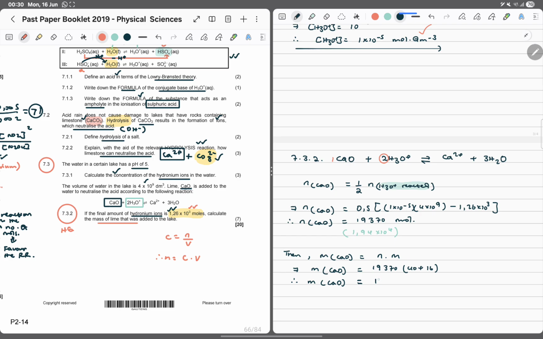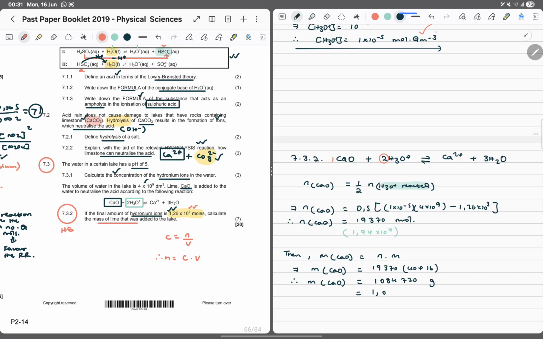So this is 1,084,000... 1,084,720 grams. But of course, you can write it like that. It's okay, nobody's going to punish you. Or preferably, you just push those digits out and then you round off to 2 decimal places. So this is going to be 1,084,720.